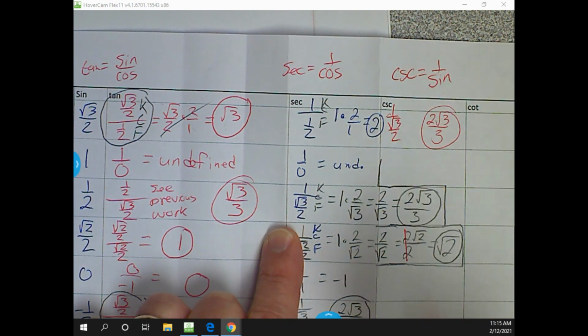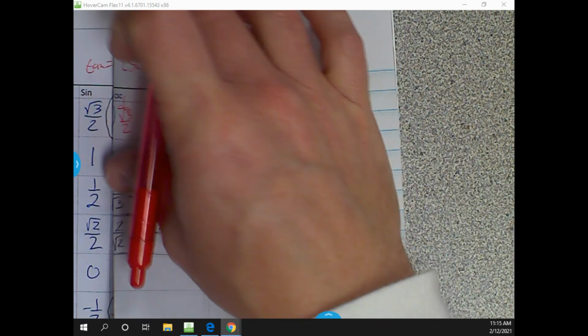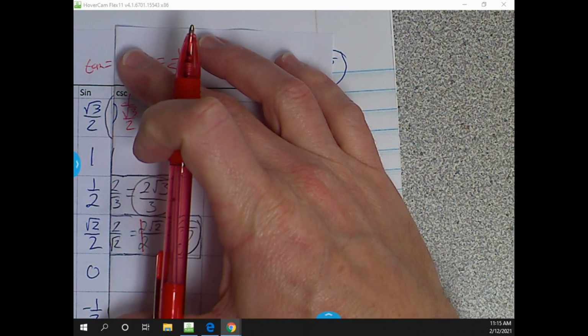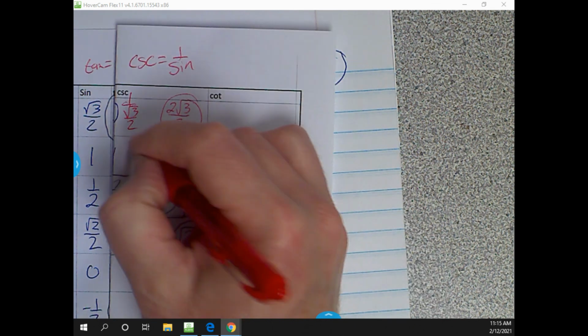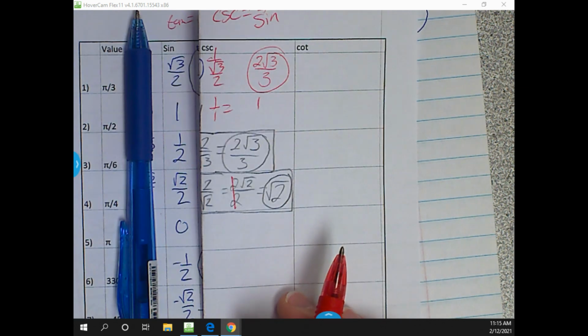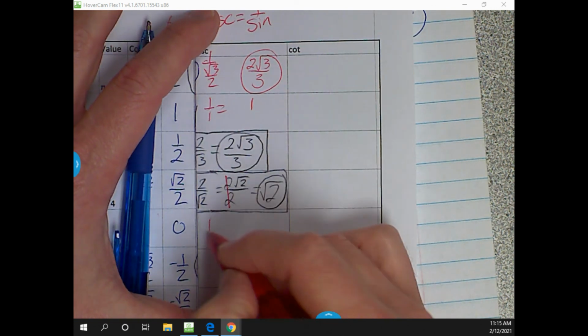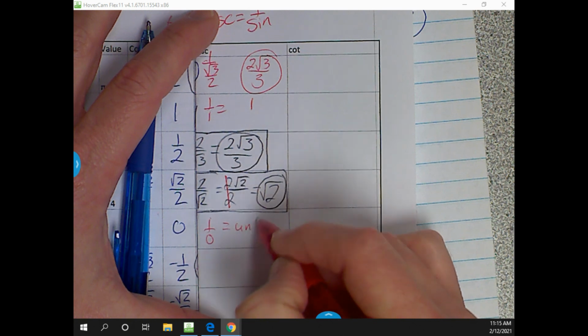Now, if we do this one right here, that's just 1 over 1. Okay, well, that's easy enough. That's just 1. And we're going to skip these two because we've got a 1/2 and a square root of 2 over 2. We can come back and get these down here because we kind of bled into this box. If we do this one, it's 1 over 0. Well, we know that's undefined.